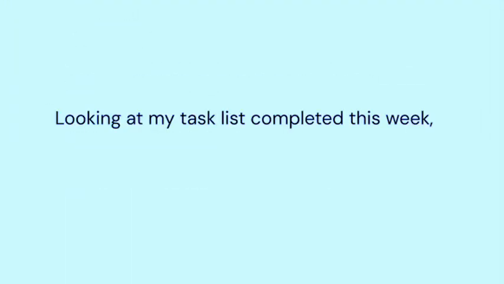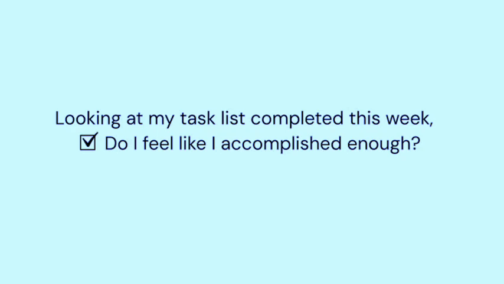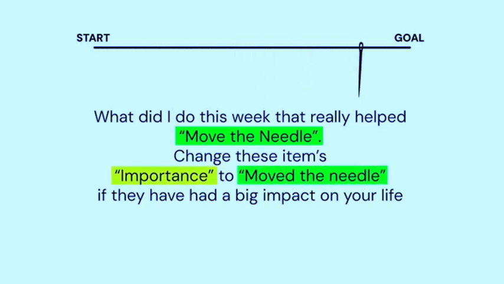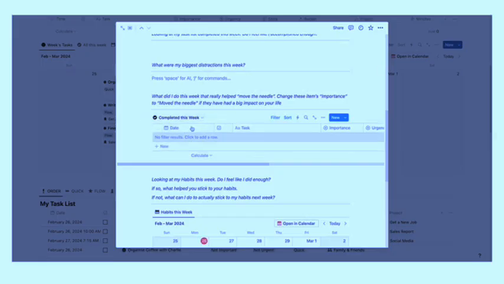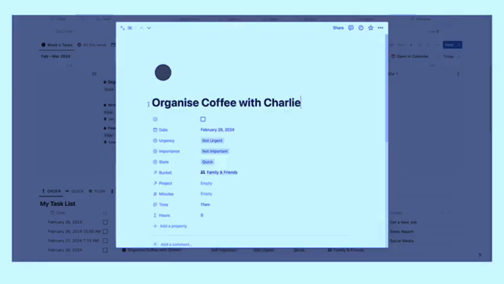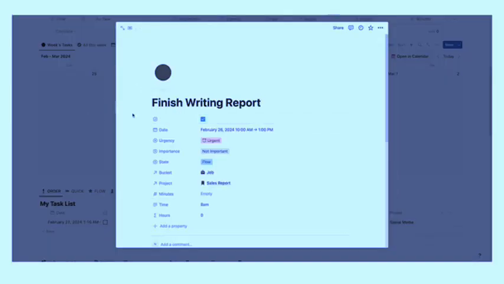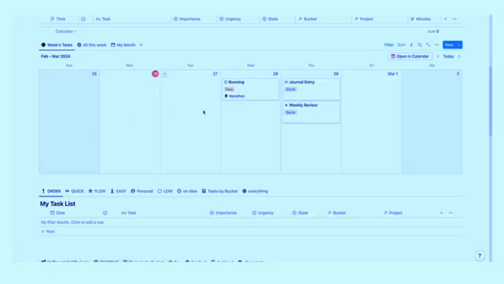Looking at my task list completed this week, do I feel like I accomplished enough? What were my biggest distractions this week? What did I do this week that really helped move the needle? Change these items' importance to move the needle if they had a big impact on your life. This is actually showing us the database of all the tasks we've completed this week. So I'm just going to click back here and let's go to these tasks and tick them in really quickly: write cover letter, finish writing report, batch social media posts, and running.